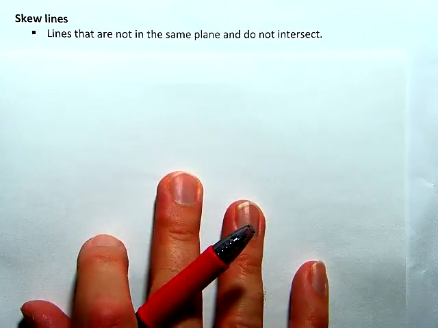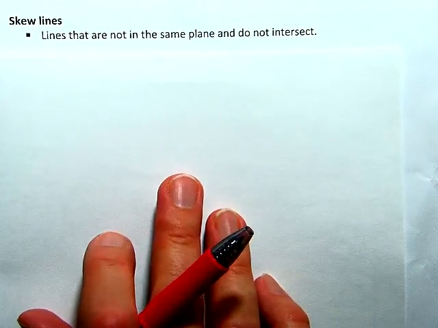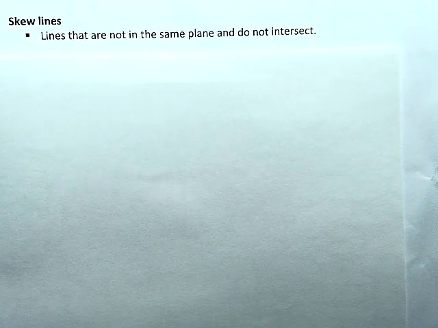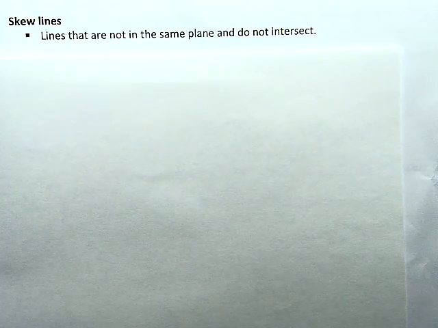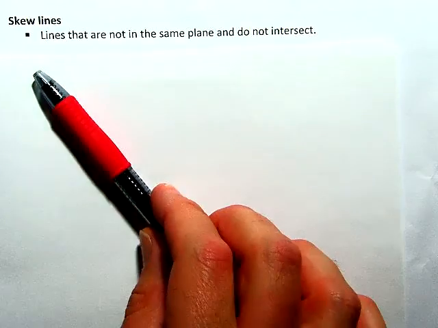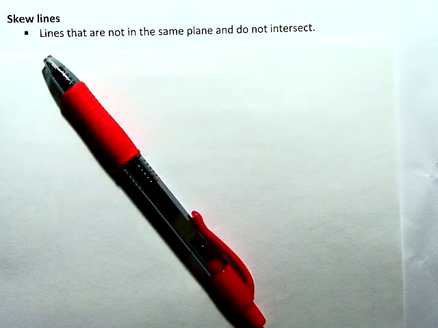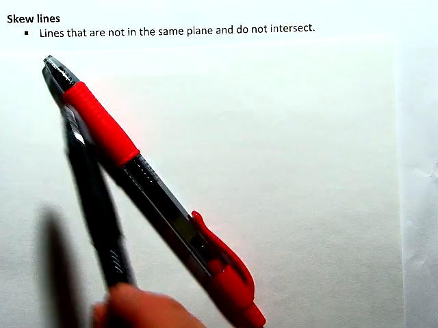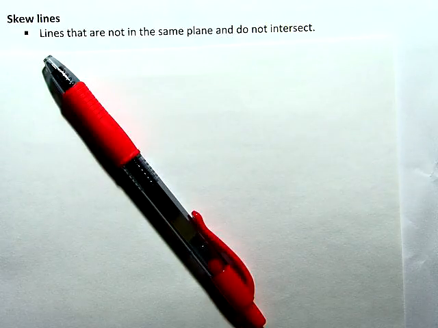Lines that are not in the same plane and do not intersect are skew. So two things have to be met. They can't be in the same plane, and they cannot intersect. So let's say I had a pen lying on top of my desktop like that, and just think about the pen as if it were a line. Okay, obviously this is too thick to be a line, but think about it like it was a line.